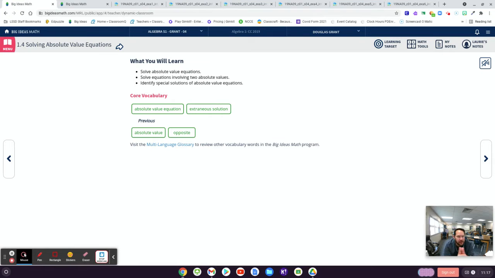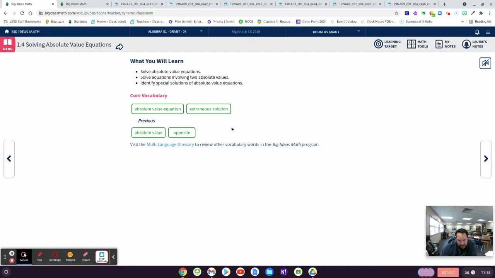Ahoy, mateys. We're jumping into solving absolute value equations. So it's basically like solving equations, but you've got to do it twice. And we'll explain why in a second. So the core vocab is absolute value equation. That's any equation that has the absolute value symbols in it.